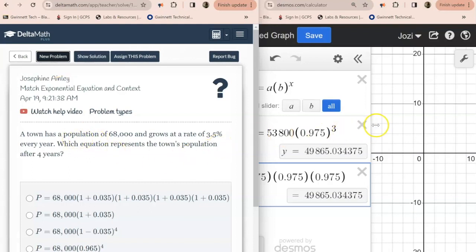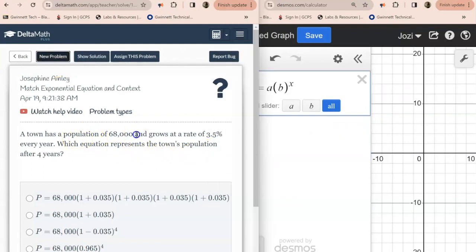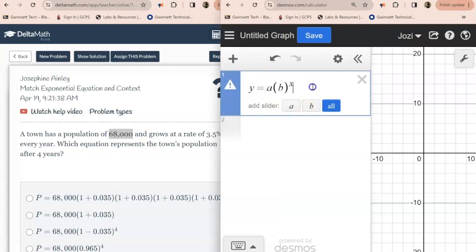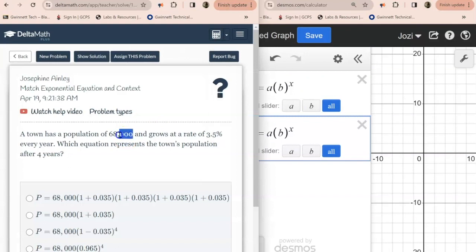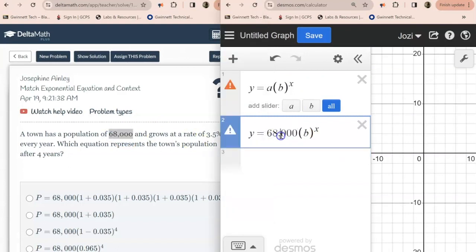All right, let's do a different one. All right, just one more just to be sure. All right, so we have a population is 6,800. So we're going to start right here. Population is 6,800. Control C, Control V. Take out the comma because the calculator doesn't recognize commas.